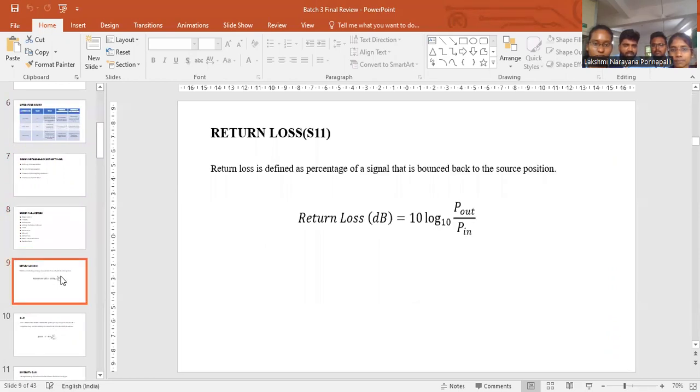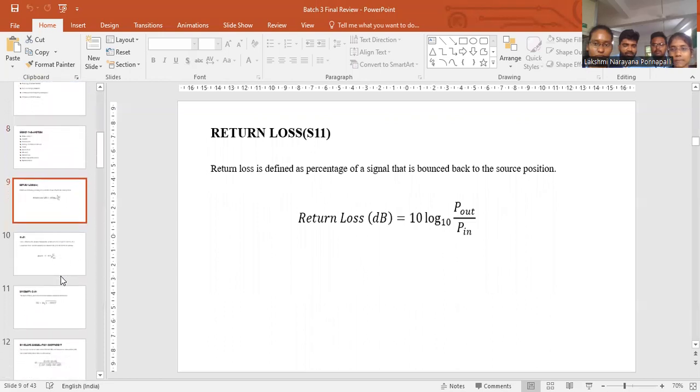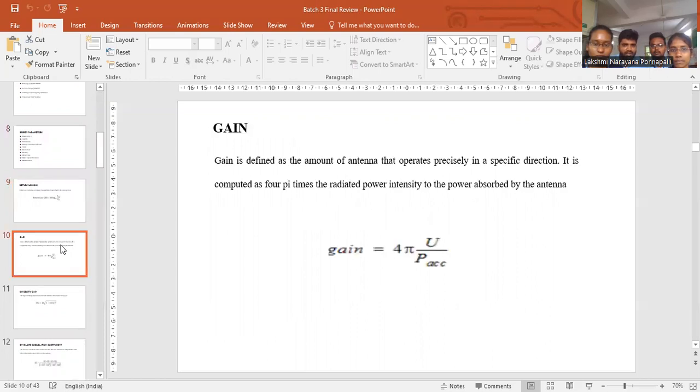The first one is return loss. When we transmit a signal, it will be reflected back, and the reflected part is a loss of information. That loss of information is called return loss. Next one is gain. The direction in which the antenna works perfectly, with good accuracy, is called gain.